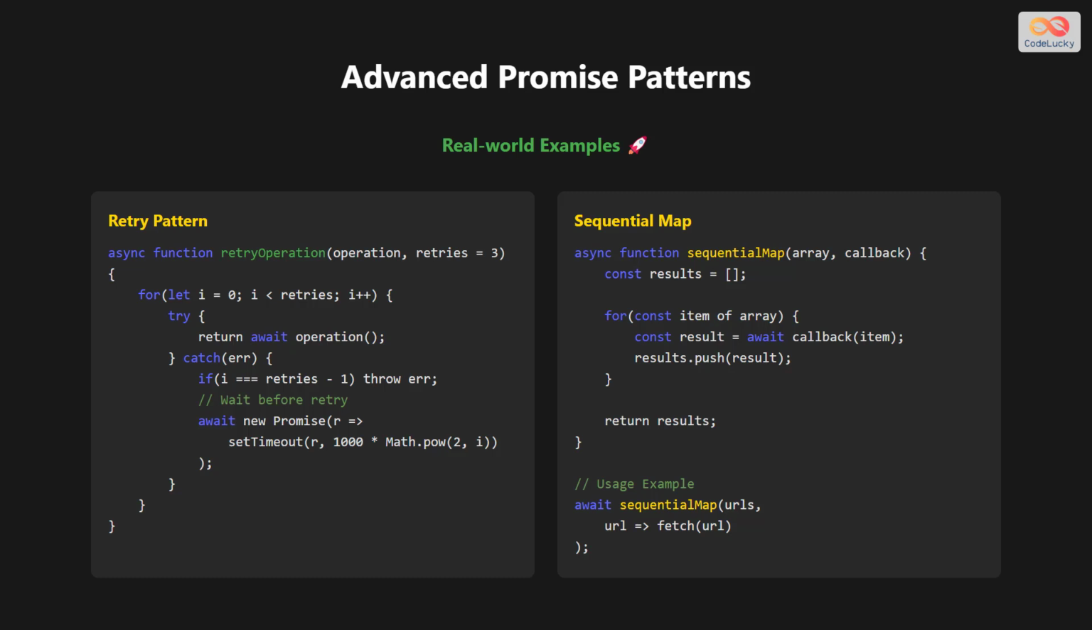Another pattern is sequentialMap. We create an async function sequentialMap that takes an array and a callback function as an argument. Inside the for loop, it calls the callback function with each element of the array and saves the result. After processing each element in the array, the function returns the array of results. This is useful when you want to perform asynchronous operations on each item of the array in sequence.